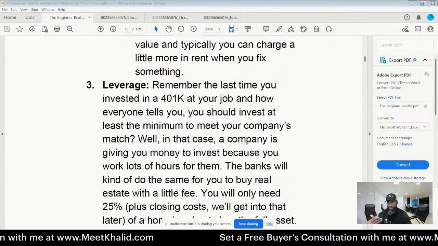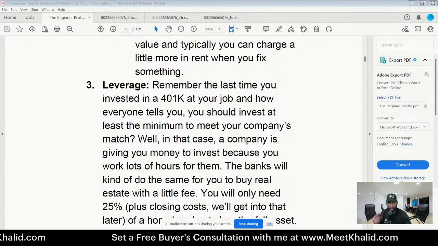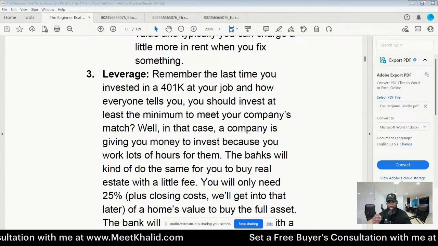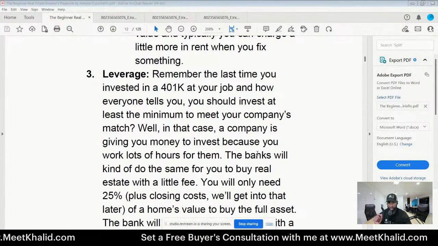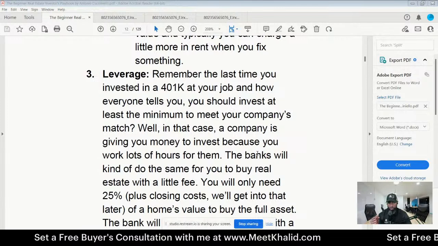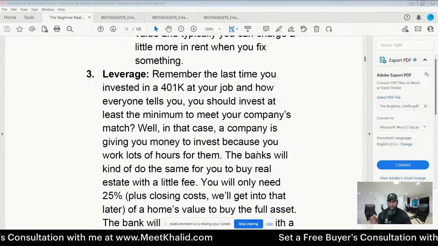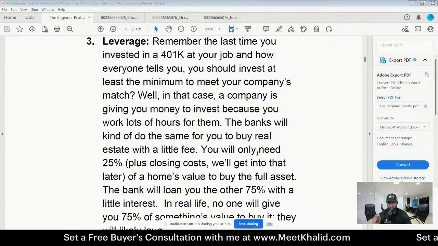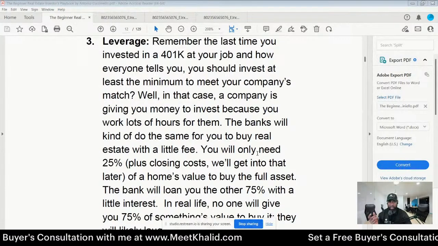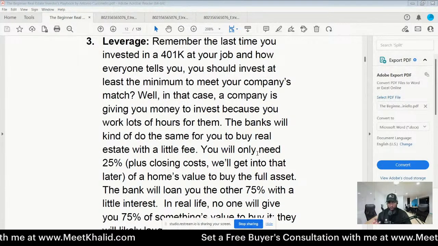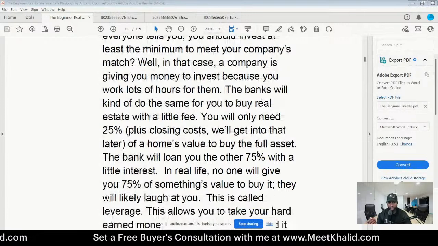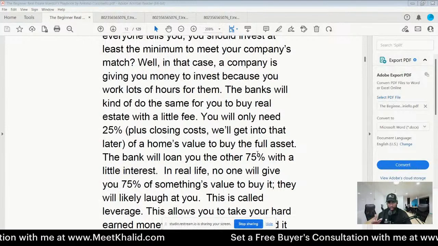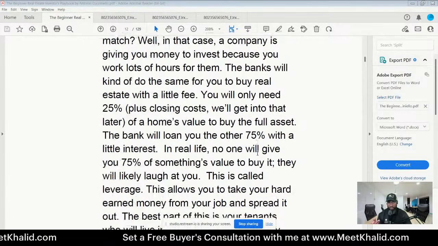Now, the other topic we need to know as a beginning real estate investor is leverage. Remember the last time you invested in your 401k at your job, and how everyone tells you to invest at least the minimum to meet your company's match. In that case, a company is giving you money to invest because you work lots of hours for them. The banks will do the same kind of thing for you to buy real estate, for a little fee. You will only need 25% down plus closing costs, and we'll get into that later, of a home's value to buy the full asset.